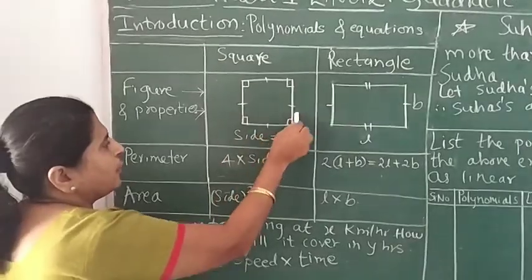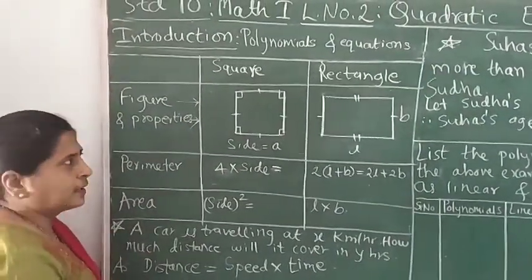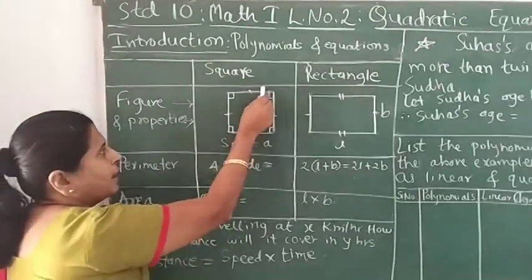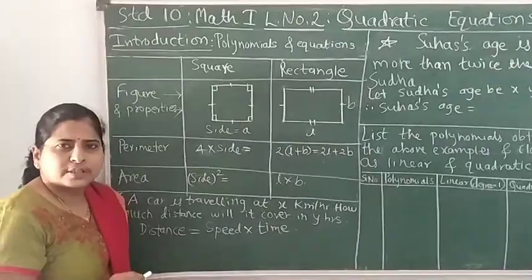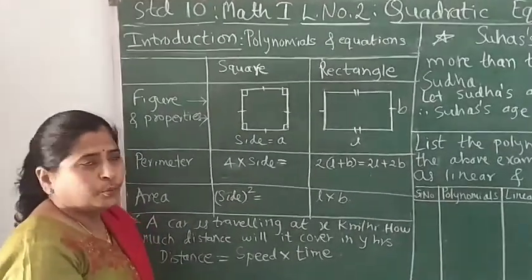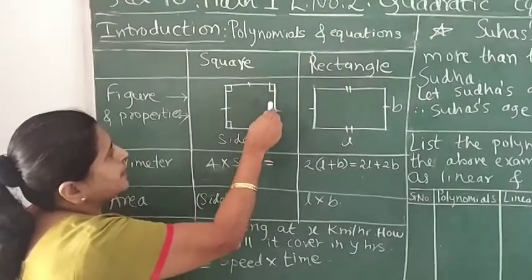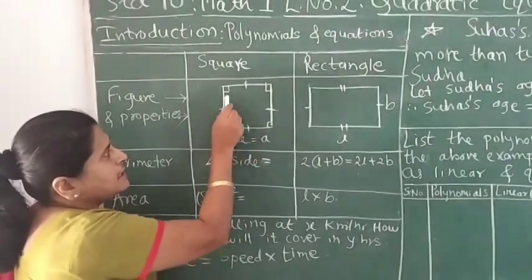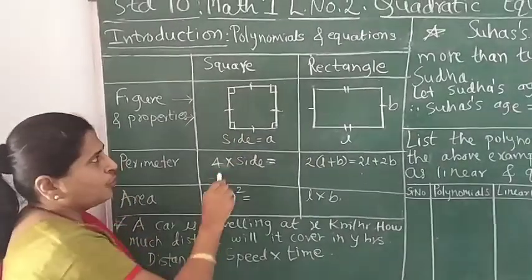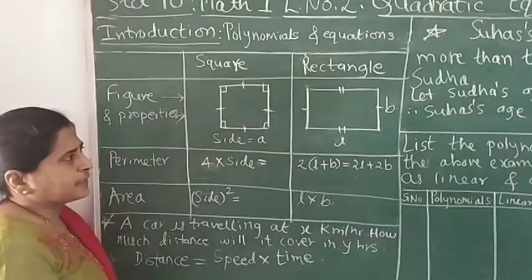This is the figure of a square, and what are the properties of the square? As you have studied in earlier classes, a square is a quadrilateral where all sides are of equal measure, which is shown by these identical marks, the same marks. And each angle of the quadrilateral is a right angle. So when these two conditions are fulfilled, we call it a square.